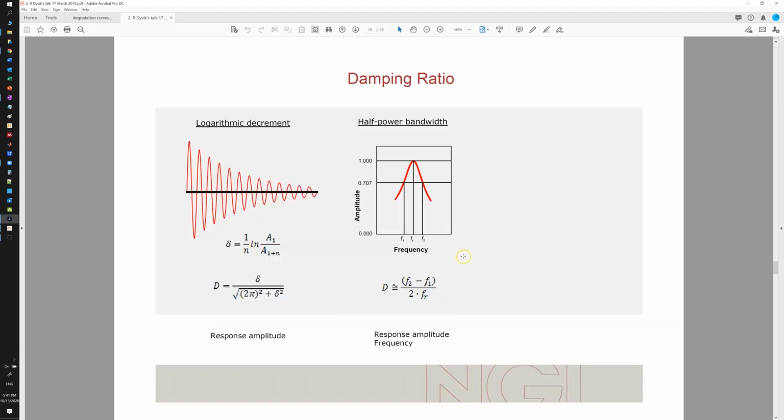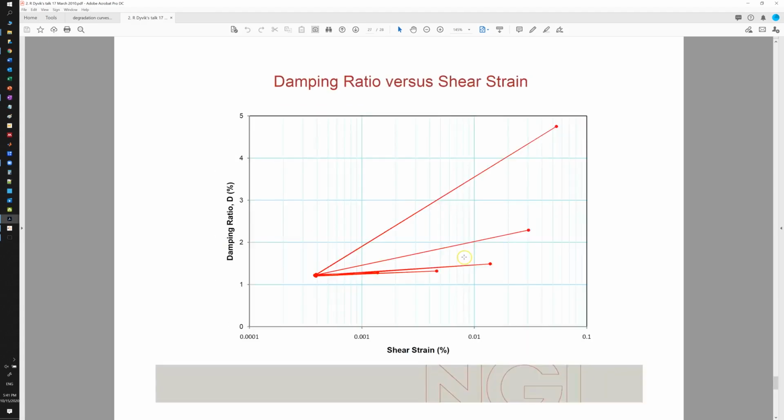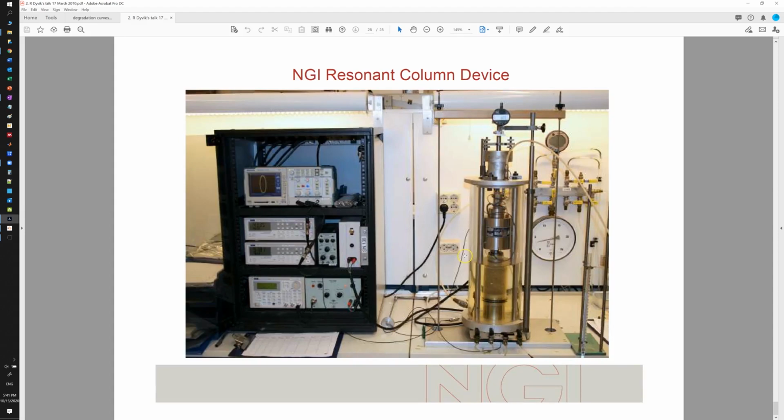We'll talk a little bit about this, and some typical data. And this is the device of a resonant column at NGI. So it has the torque right there, and also has accelerometers to measure the accelerations, and is powered by a magnet. So we have a very powerful magnet right there, and a couple of electronics, and these sensors hook up to the oscilloscope to tell you you're right at the resonant conditions.